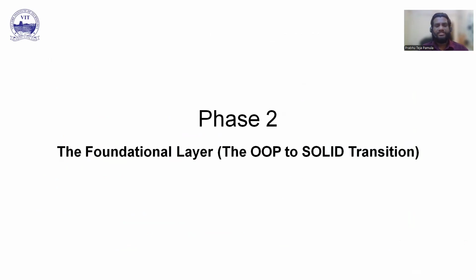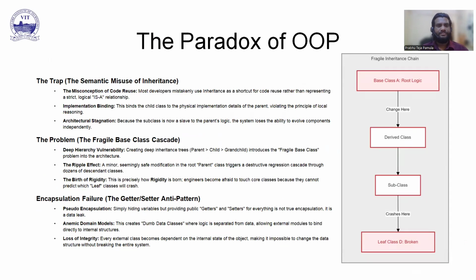Phase 2, the foundational layer, the OOP to SOLID transition. The paradox of OOP, the trap: the semantic misuse of inheritance, the misconception of code reuse. Most developers mistakenly use inheritance as a shortcut for code reuse rather than representing a strict logical is-a relationship. Implementation binding: this binds the child class to the physical implementation details of the parent, violating the principles of local reasoning. Architectural stagnation: because the subclass is now a slave to the parent's logic, the system loses the ability to evolve components independently.